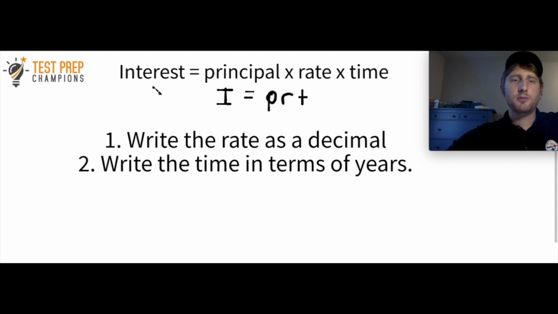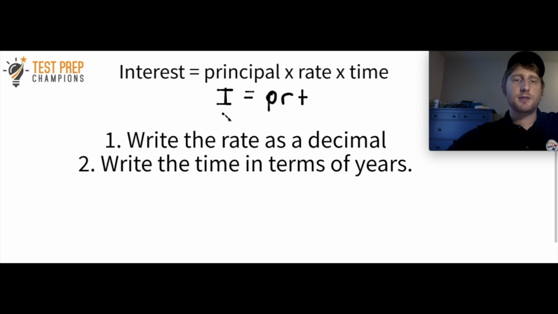So the formula for simple interest is interest equals principal times rate times time. And principal is just the amount that you invest or the amount that you borrow. And some people remember it as I equals PRT, where P is obviously principal, R is rate, and T is time.